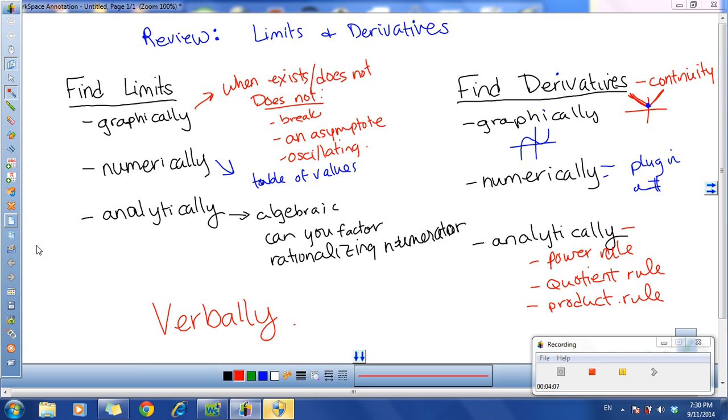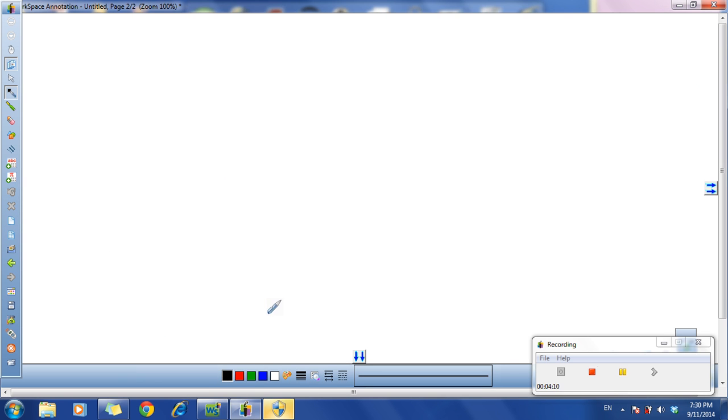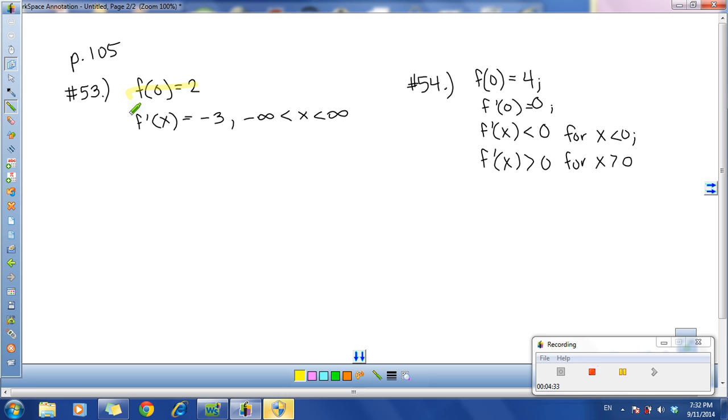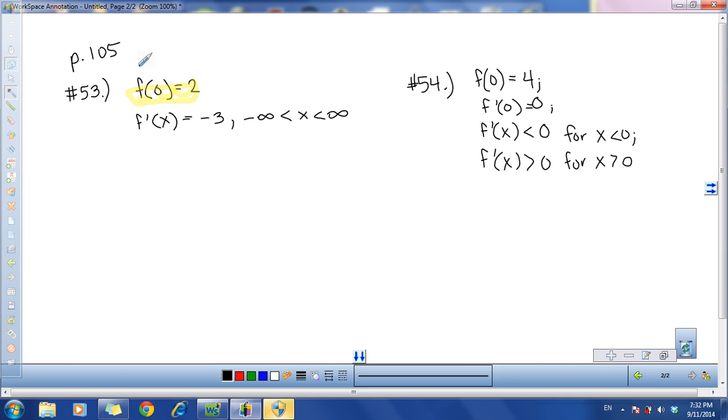That's like those problems on your homework. And verbally sometimes can mean understanding something like on your homework page 105, number 53 and 54, where we have different situations and they give me descriptions of what I need to be able to interpret. For example, on number 53, f of 0 equals 2. Well, I have to know that that's just a point. And for these ones you were supposed to identify a function f that has the following characteristics.